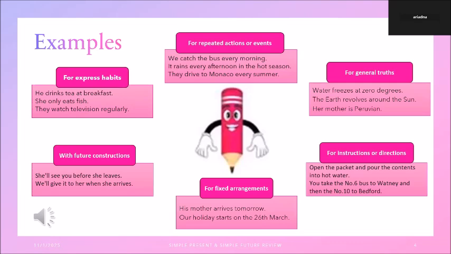Look at the following examples and try to comprehend more how the simple present tense can be used for the various uses. For repeated actions or events. For example, we catch the bus every morning. It rains every afternoon in the hot season. They drive to Monaco every summer.